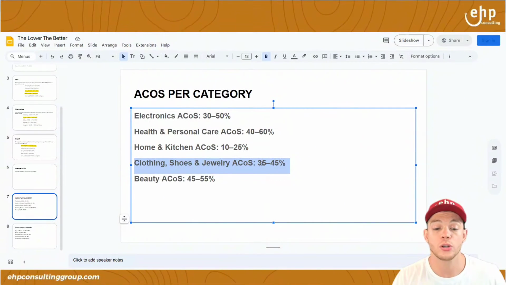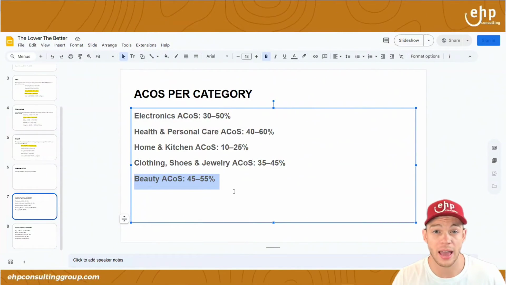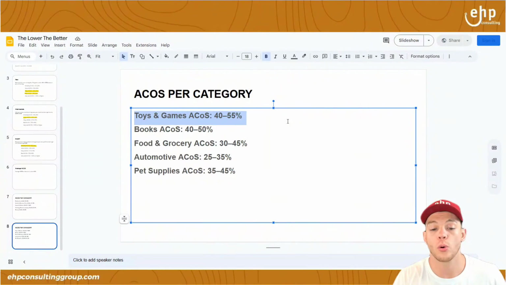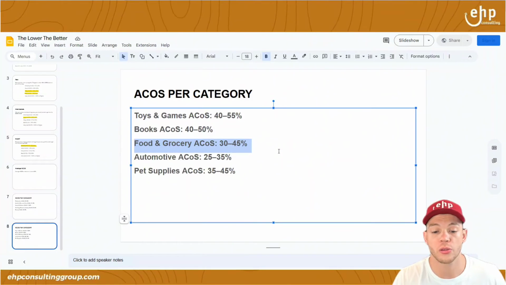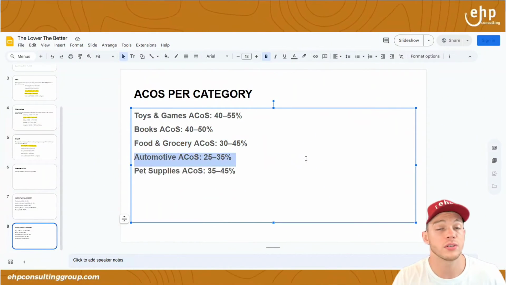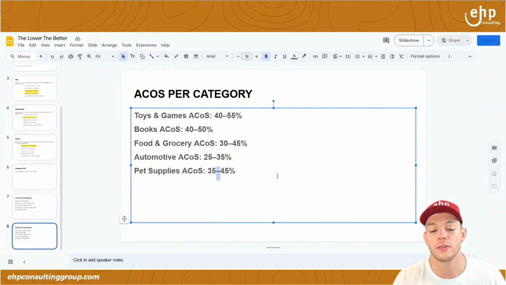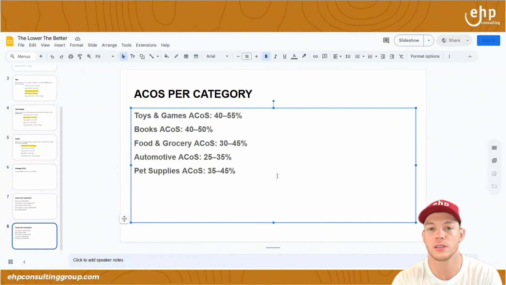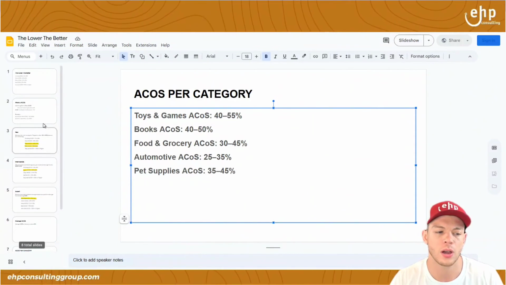Clothing, jewelry, and shoes, 35 to 45%. Beauty, another difficult competitive category. You're facing large brands, 45 to 55%. Toys and games, 40 to 55%. Books, another hard category, so many books. Food and grocery, 30 to 45. Automotive, not as many competitors, 25 to 35. And pets, 35 to 45. So those are some categories. If you're selling any of these categories, you can kind of just base it off, right? But I did give you kind of like a basis.